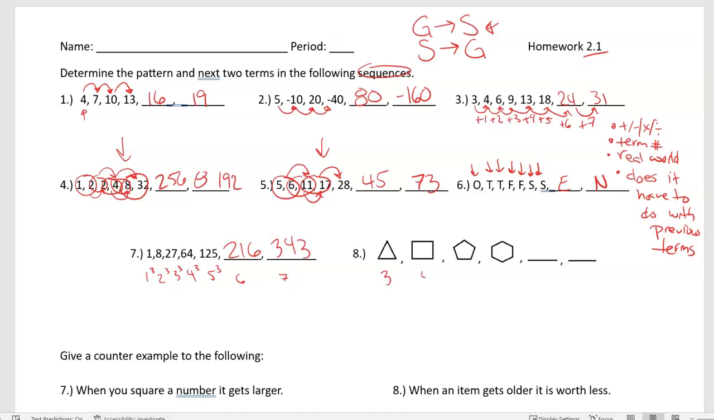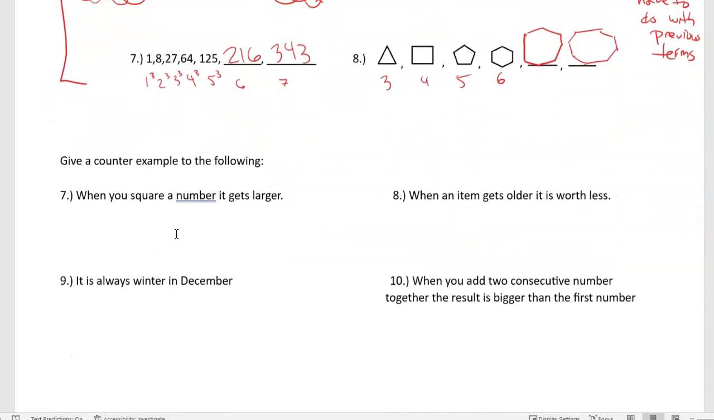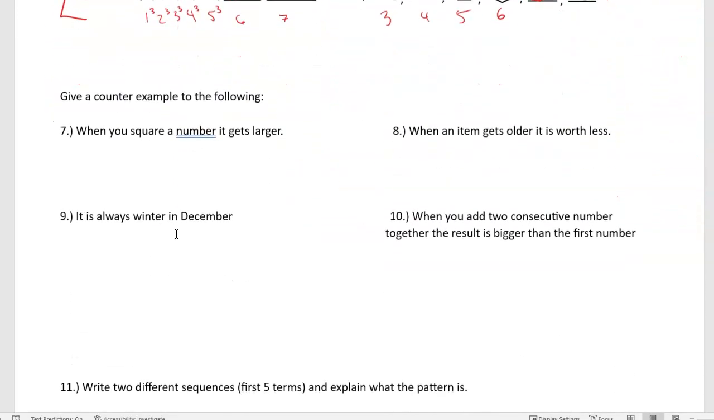Next one, you have 3 sides, 4 sides, 5, 6. So this one would be 7 sides. 1, 2, 3, 4, 5, 6, 7. The next one would be 8 sides. Okay. So those ones we're all looking at sequences and figuring out the next two terms using inductive reasoning. Next one says, give a counterexample for each of the following.